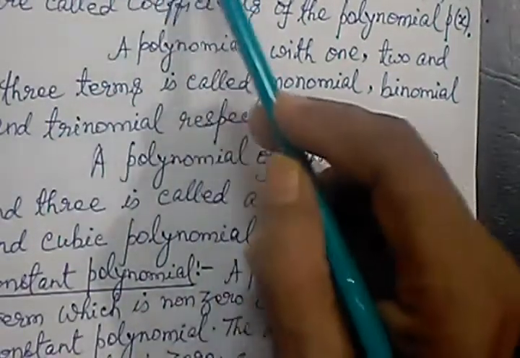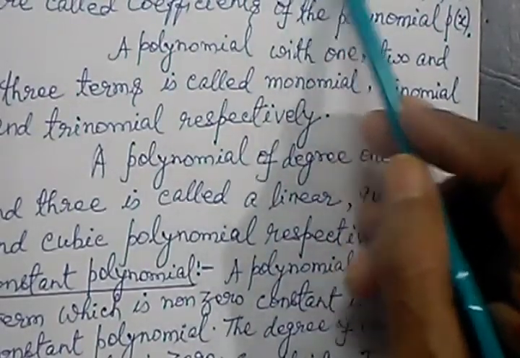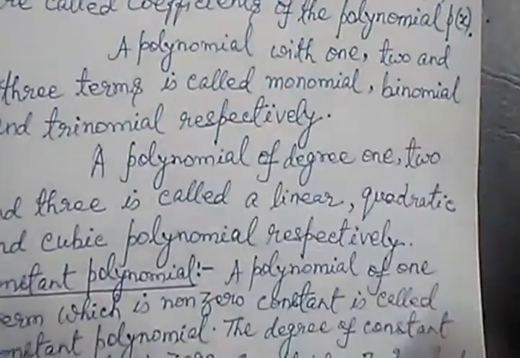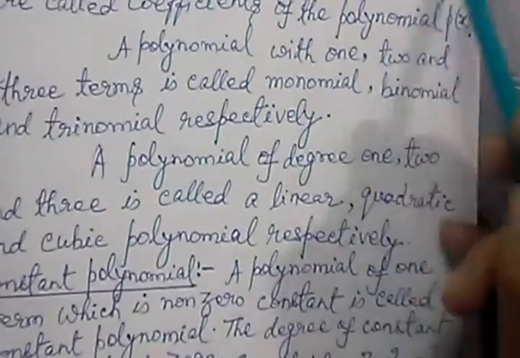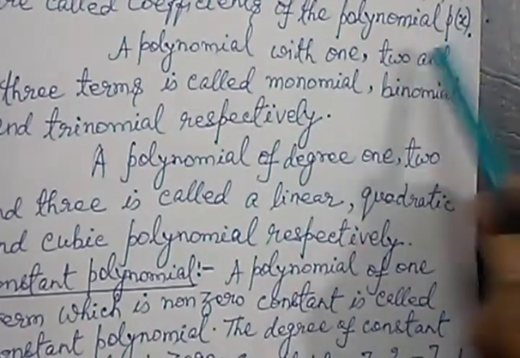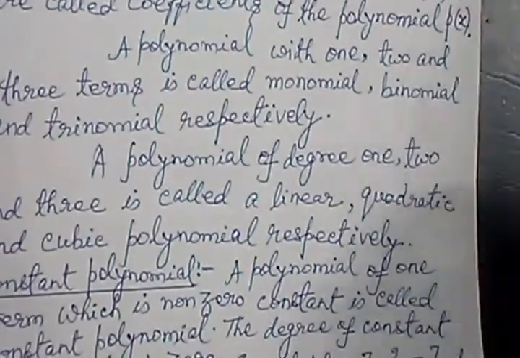Then here a naught, a1x, a2x square, an x to the power n are called the terms. These are called the terms, and a naught, a1, a2, an are called the coefficients of the polynomial px. Polynomial is represented by this px.